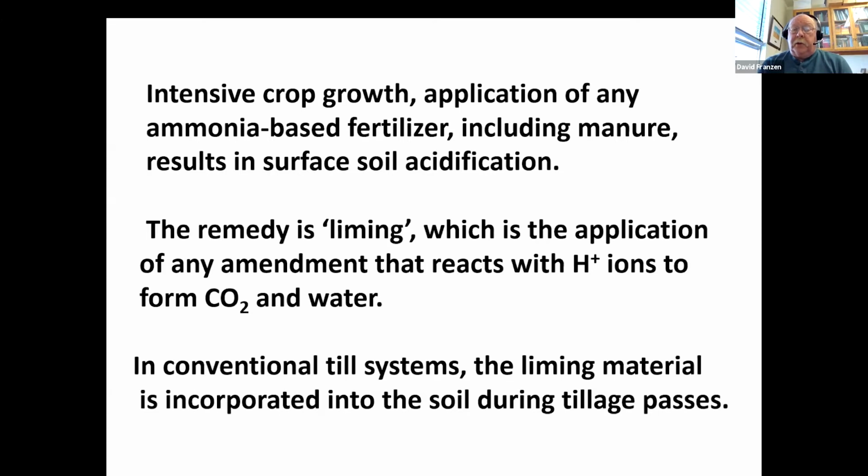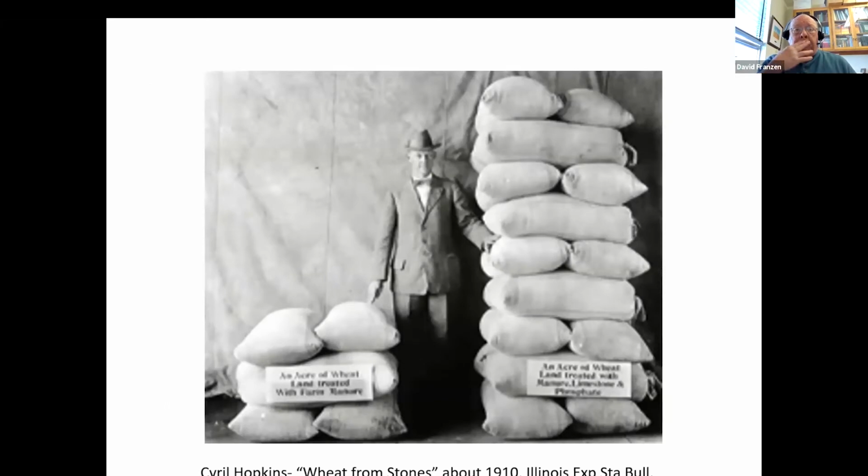And so the remedy is what we call liming, and that's the application of any amendment that reacts with the hydrogen ions to form CO2 and water. In conventional till systems, the liming material is incorporated in the soil during the tillage passes, and then I'll give you my philosophy on surface application here in a little bit.